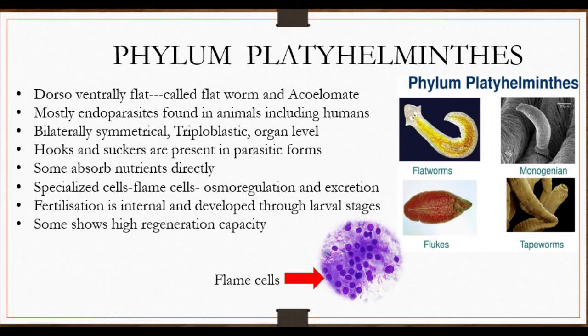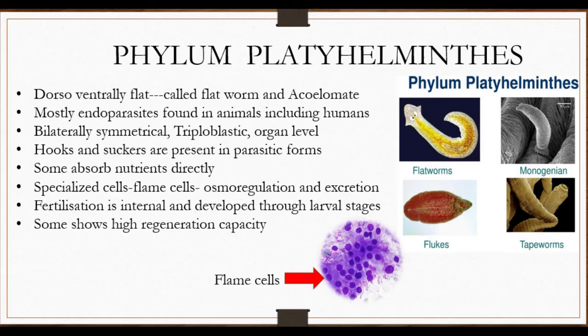Hooks and suckers are present if they are parasitic. If they are parasitic, they need some adaptations for their living condition, so in this case hooks and suckers are formed. Some of them absorb nutrients directly. The specialized cells, also known as flame cells, help in the osmoregulatory function and the excretion of excretory waste. Fertilization is internal and development occurs through a larval stage. Some show high regeneration capacity as well.